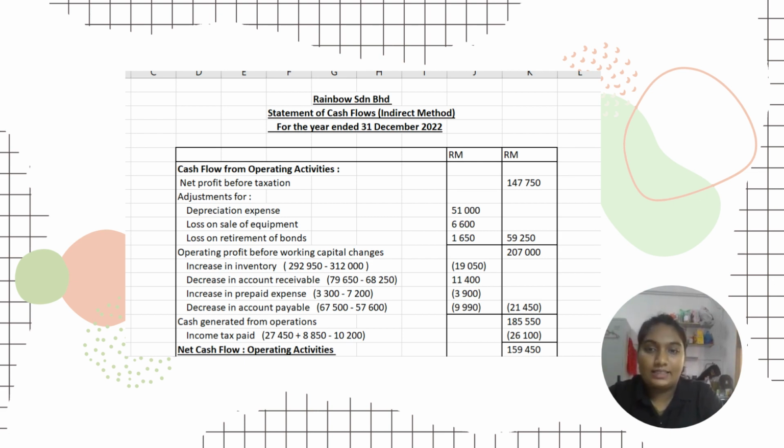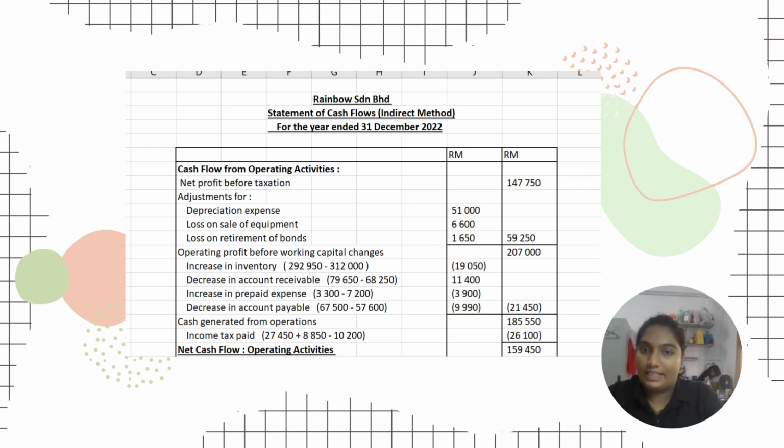And thirdly, increase in prepaid expense 3,300 minus 7,200, and the value will be 3,900. It will be in bracket and deducted because there is increase in current asset. And finally, there is decrease in account payable, which is 67,500 minus 57,600, and the value will be 9,900, and it will be in bracket because there is decrease in current liabilities.